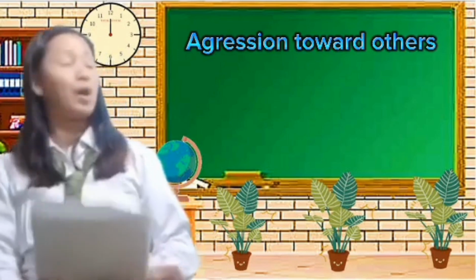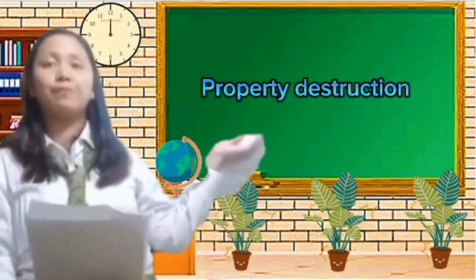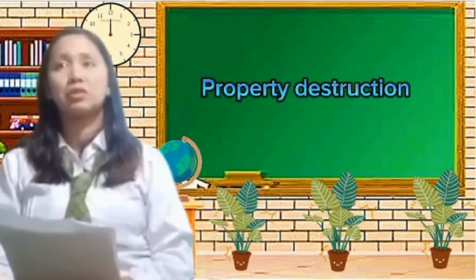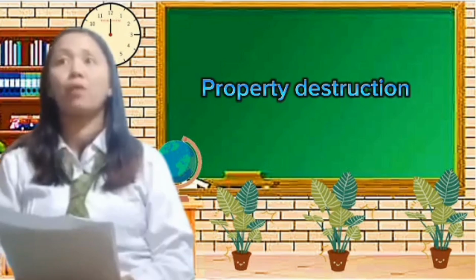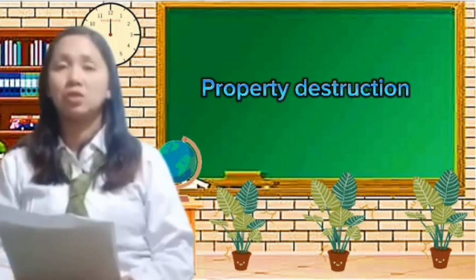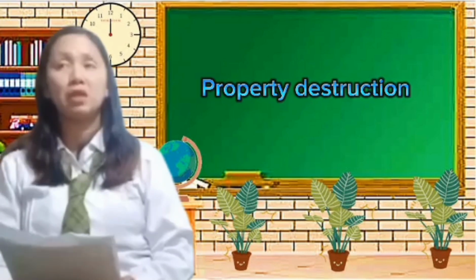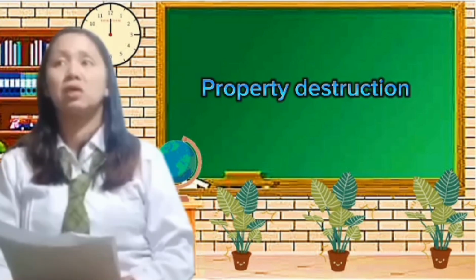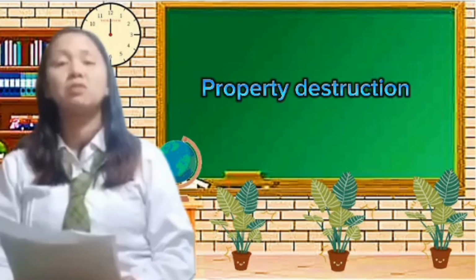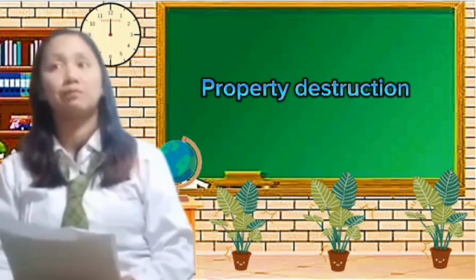And the third one is property destruction. Property destruction such as breaking objects and setting things on fire. Children might express their feelings of anger or emotional distress by means of that behavior.